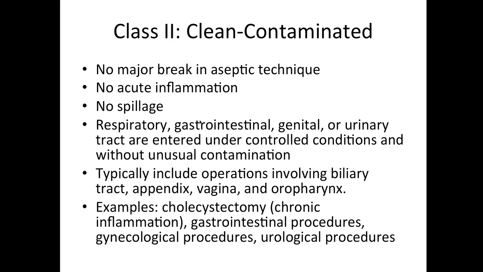And for class 2, this is also known as a clean contaminated classification, meaning there was no major break in the aseptic technique and no acute inflammation, no spillage, and our respiratory, gastrointestinal, genital, or urinary tracts were entered, but they were under a controlled condition and without an unusual type of contamination going on. Typically, the operations classified as class 2 would involve the biliary tract, appendix, vagina, or the oropharynx. Examples of this would be a cholecystectomy where there was chronic inflammation, so we're removing the gallbladder here, and gastrointestinal procedures, gynecological and urological procedures.